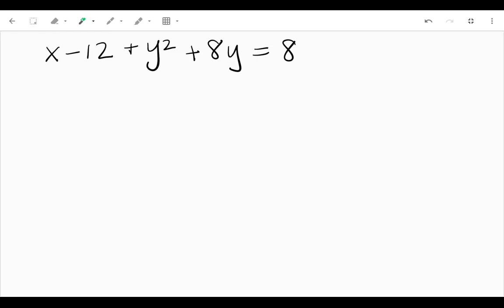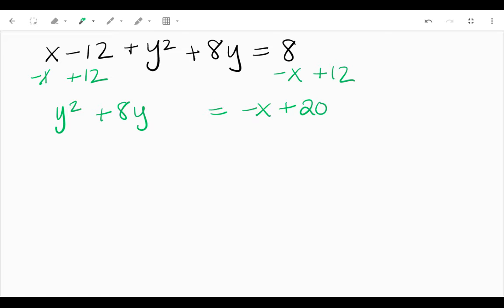So in order to do that, we're going to get our squared variable, which are the y's. So I have y squared plus 8y. We're going to keep that on the left, and we're going to get rid of this x minus 12. So we're going to subtract x and add 12 to both sides. So we end up with y squared plus 8y, I'm going to leave a little space, is equal to negative x plus 20.